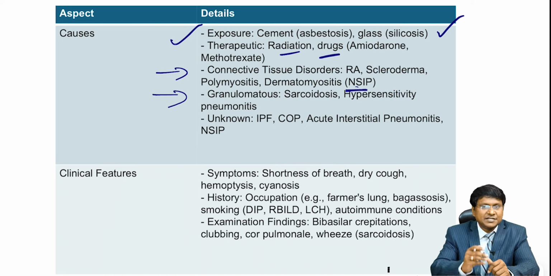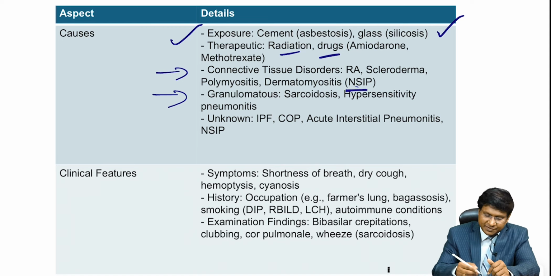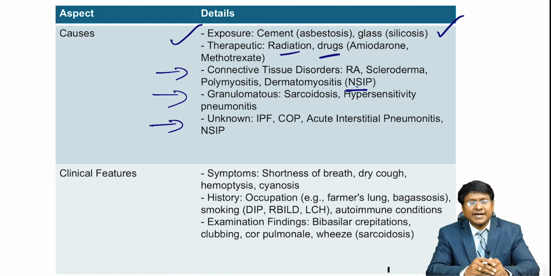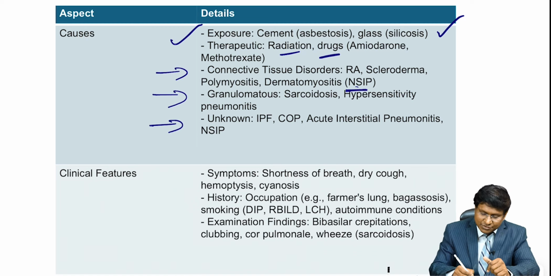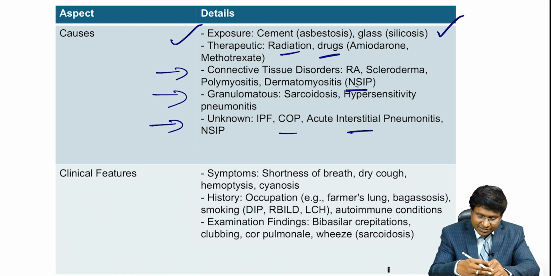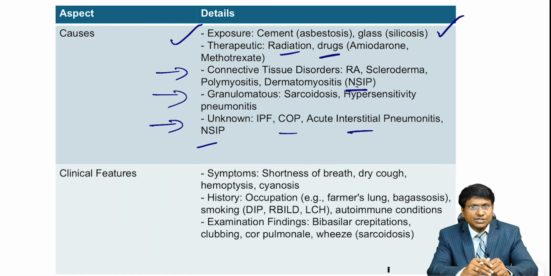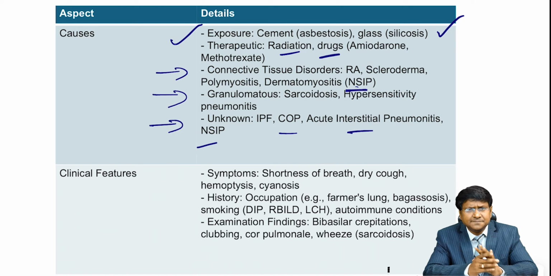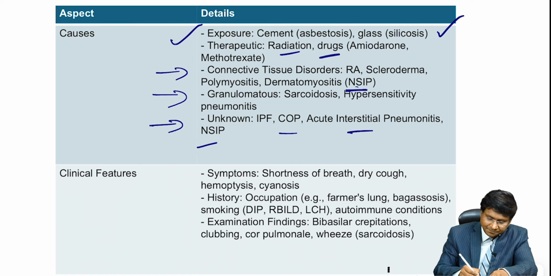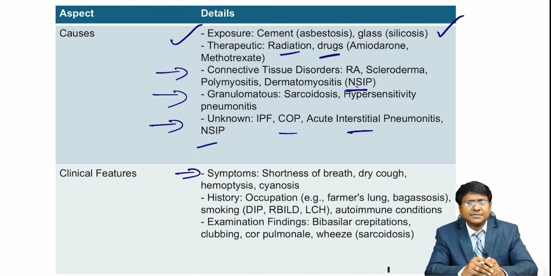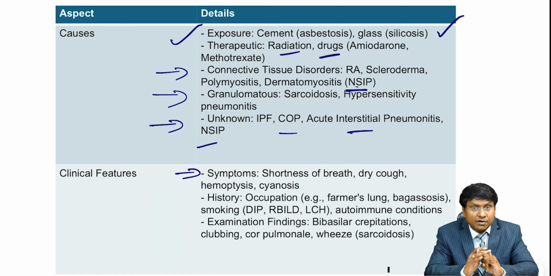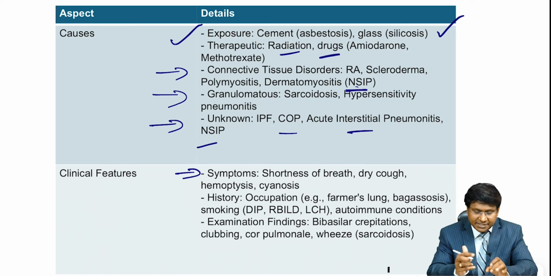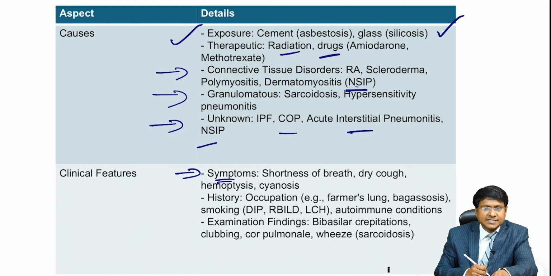Then granulomatous pathologies like sarcoidosis and hypersensitivity pneumonitis, and unknown causes like idiopathic pulmonary fibrosis, cryptogenic organizing pneumonia, acute interstitial pneumonitis, and non-specific interstitial pneumonia. So these are all the etiologies that will be causing interstitial lung disease. Now, what will be the symptoms in these patients? They'll have dry cough and they'll have exertional dyspnea. So these two are the very important symptoms.